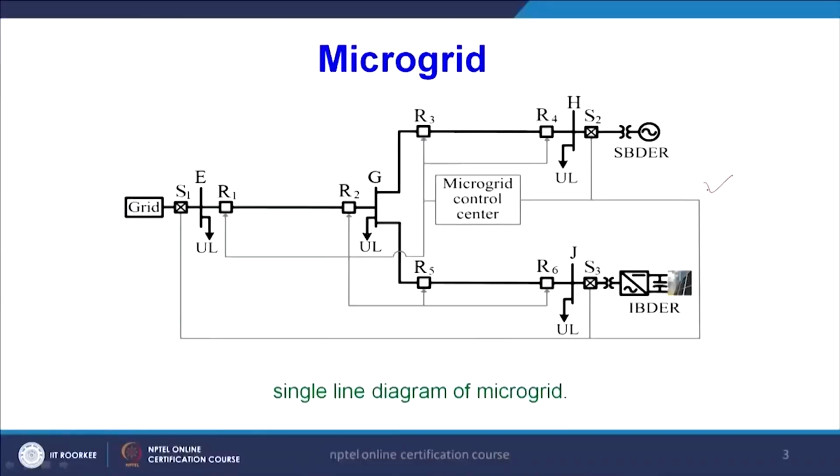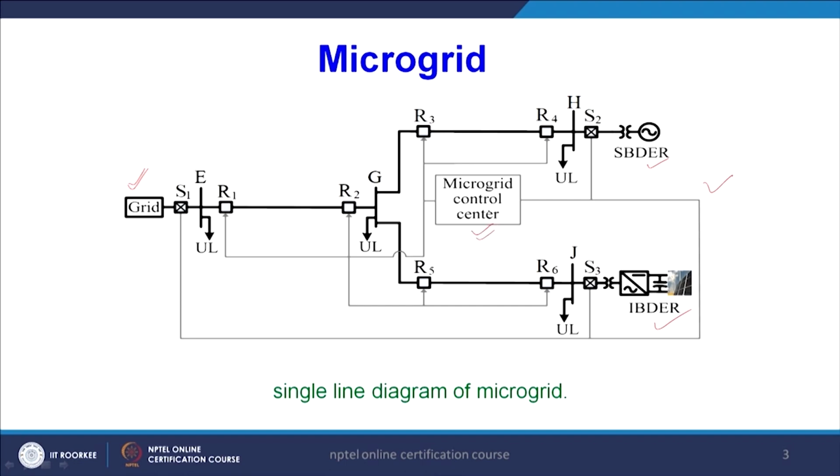And if you look here at this microgrid system, we have the main grid, and here is our IBDR, that is the inverter based distributed energy resource, and here it is SBDR, that is the synchronous based distributed energy resource, and here is the microgrid control center.